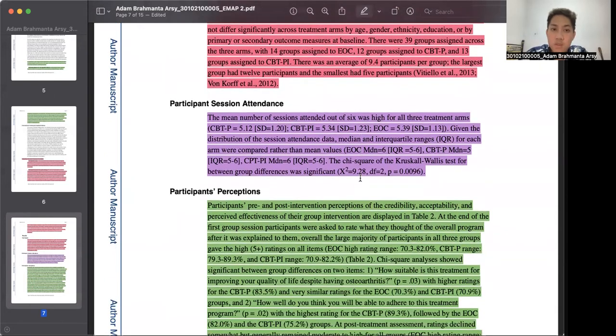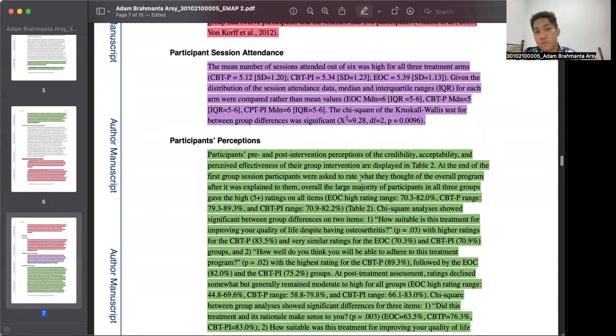And then the participant session attendance. The mean number of sessions attended out of 6 was high for all 3 treatment arms. Given the distribution of the session attendance data, medians and interquartile ranges, or IQR, for each arm were compared rather than mean values. The chi-square of the Kruskal-Wallis test for between group difference was significant.